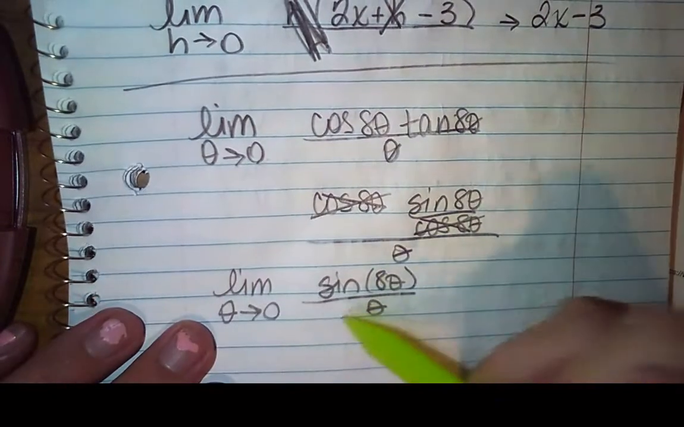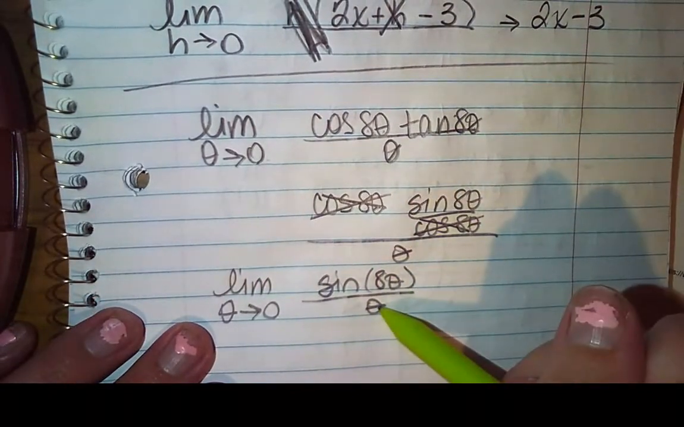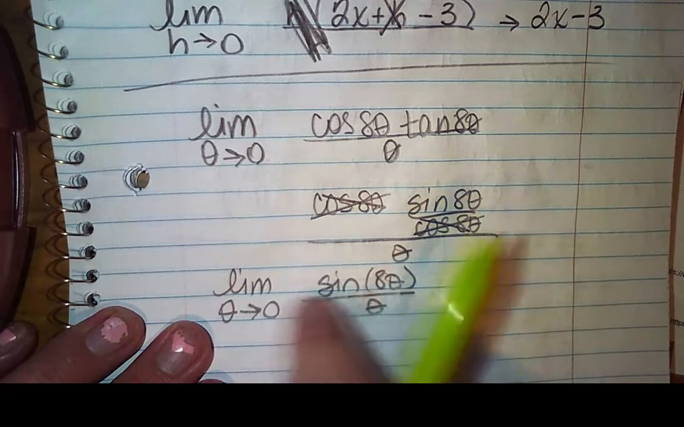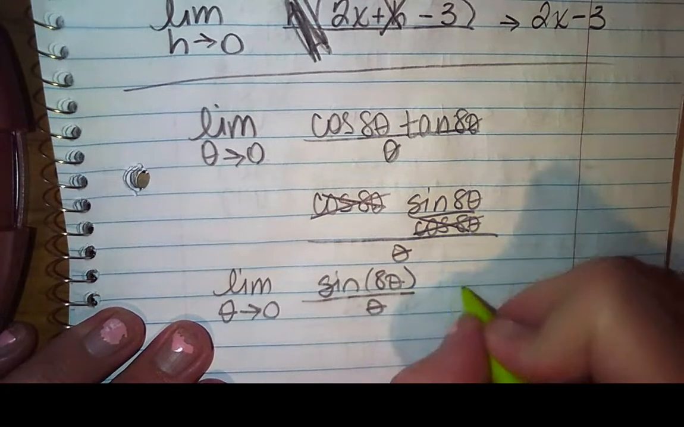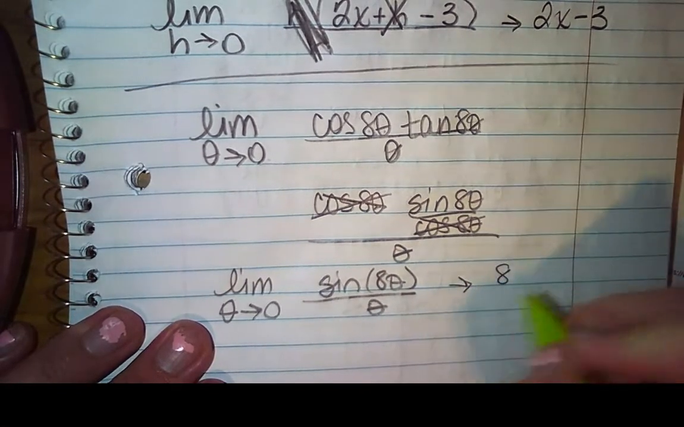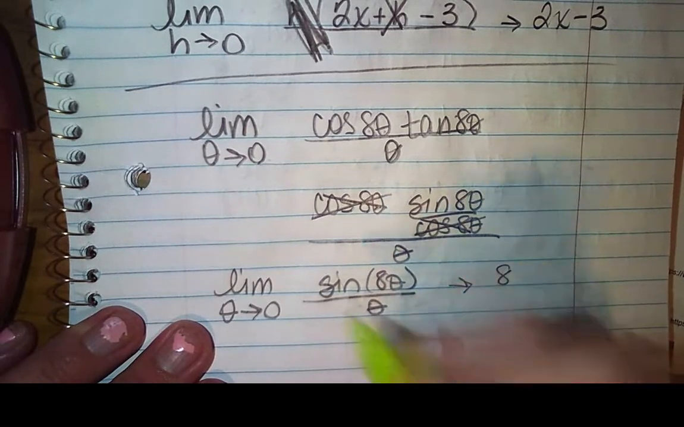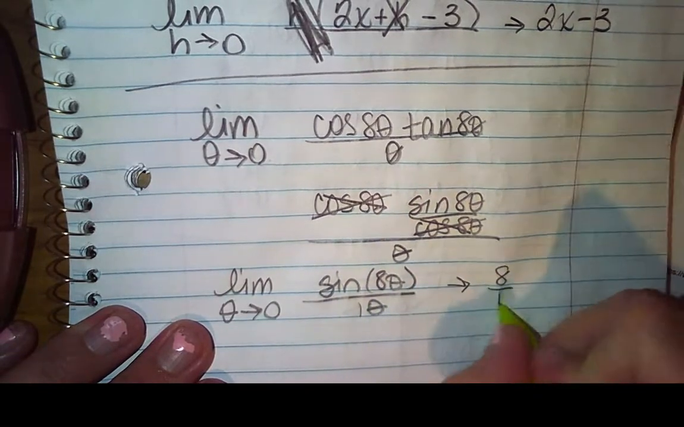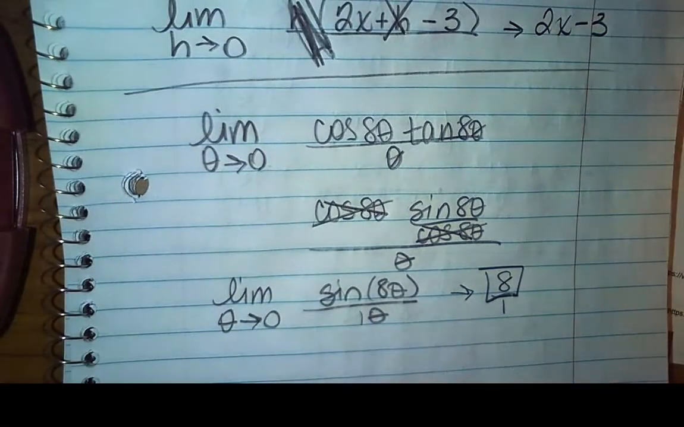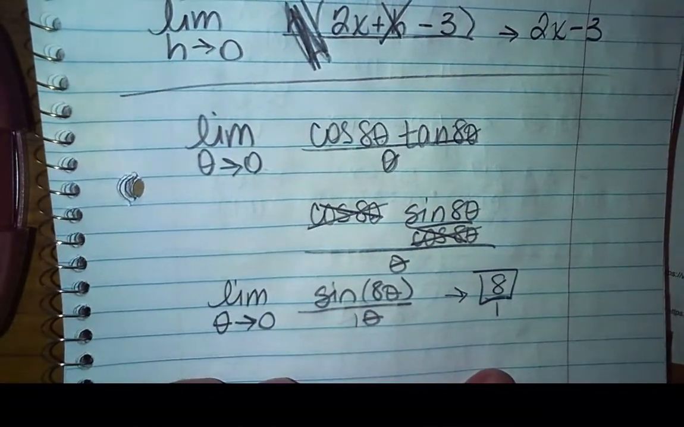So what have we learned? This is 0 over 0. Do you see a coefficient in your numerator? I do. It's an 8. Do you see a coefficient in your denominator? I do. It's a 1. So your answer is 8. Okay? So that's just one of those little things that's going to pop up and scare you.